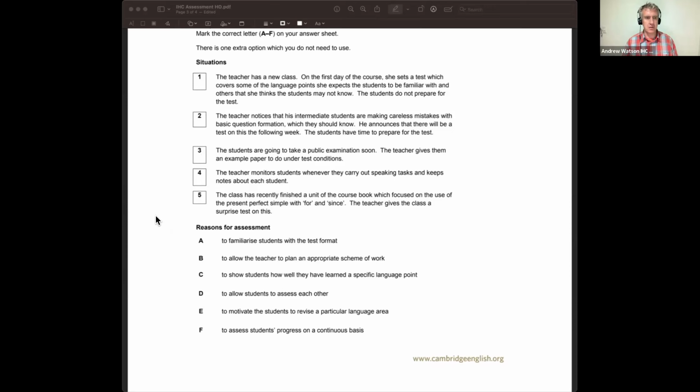Whereas number two is E. The answer is E. Revise a particular language area. Encourage them to review the language for themselves, hopefully. Three. Yeah, most of us were correct. It was A. Yeah, get them used to the test format.